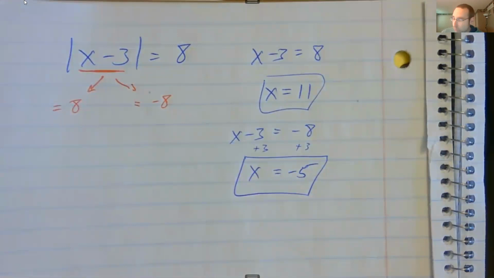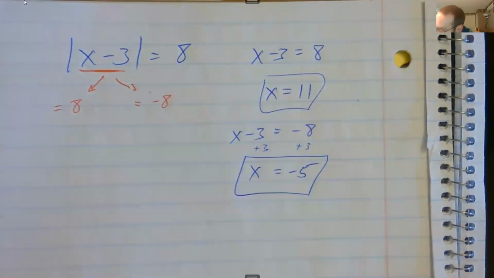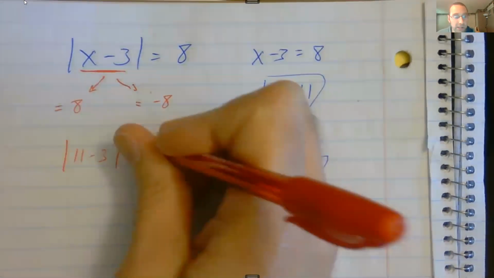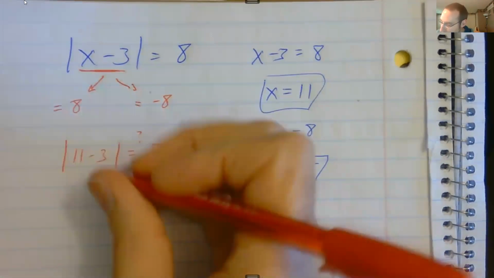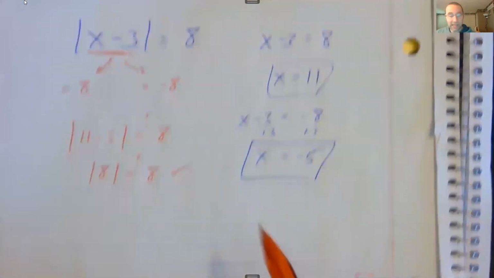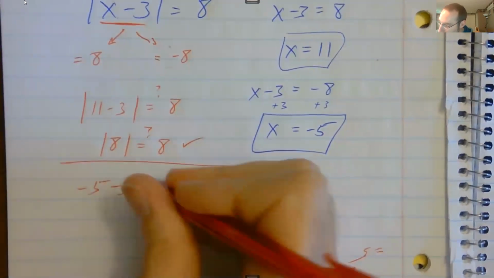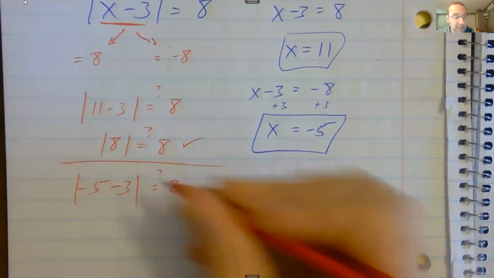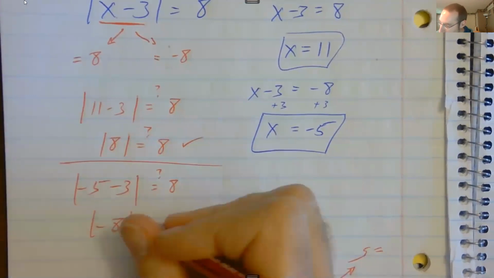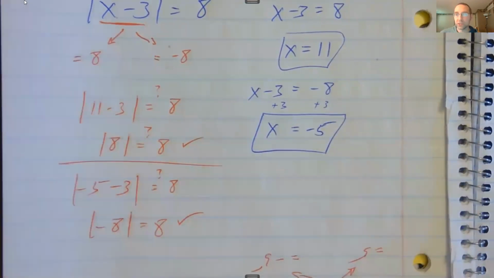Let's just double check real quick. If I take x equals 11 and plug it back into my original absolute value, I get the absolute value of 11 minus 3. Does that equal 8? Let's see, 11 minus 3 is 8. The absolute value of 8, is that equal to 8? Sure enough, that is true. What if I had tried x equals -5? If I put -5 minus 3 inside the absolute value, is that the same as 8? -5 minus 3 is -8. And is the absolute value of -8 the same as 8? Absolutely, yes it is. So both those answers work.